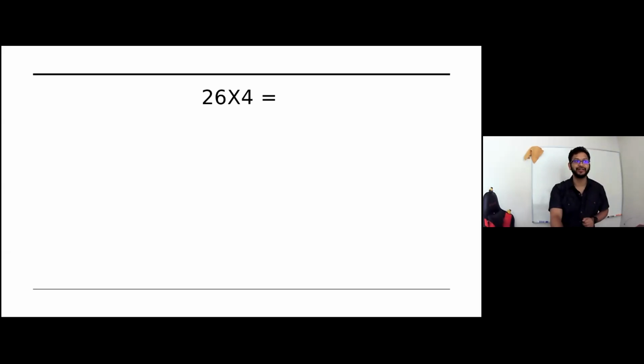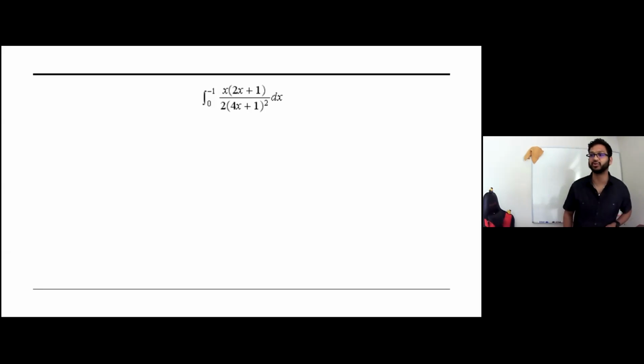Now, the last one. Ready? The integral from 0 to negative 1 of x to the 2x plus 1 over 2 times 4x plus 1 squared.